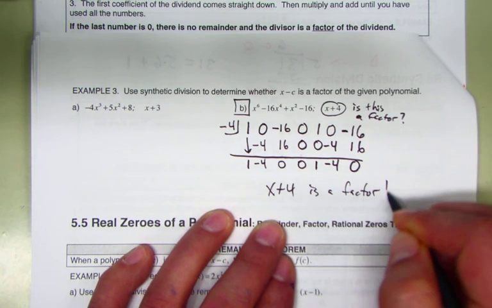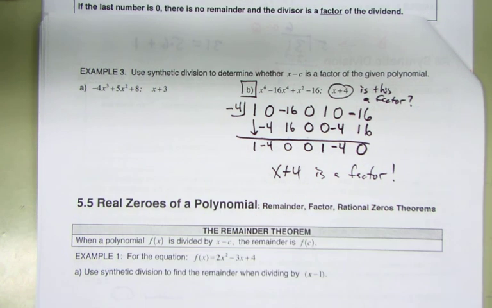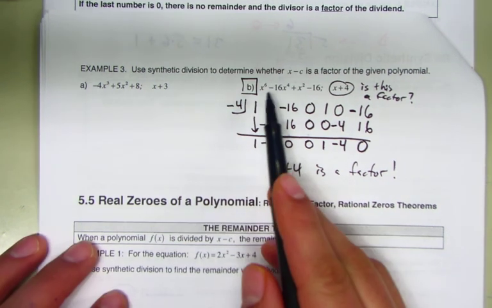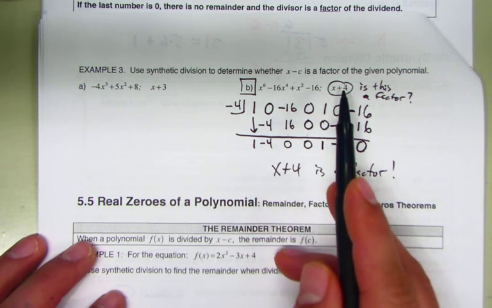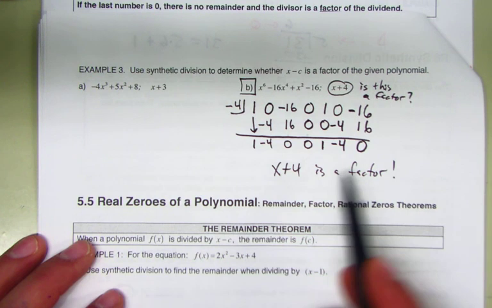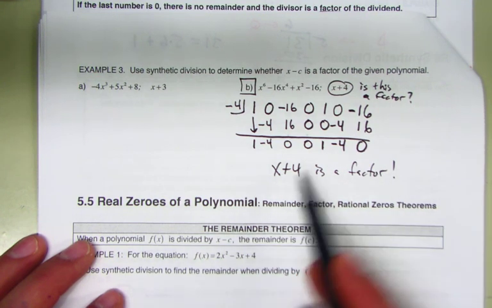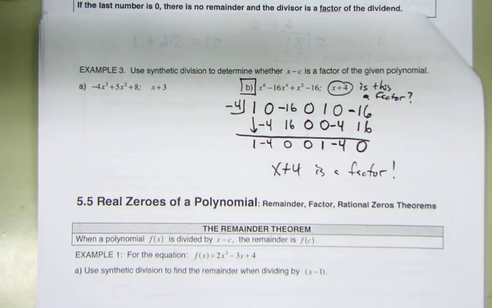Okay? And right now, this is just a small little snapshot of what we're building up to. Eventually, we're going to look at a polynomial like this and figure out what all the factors are. But knowing how to get started is a very important step. Okay?